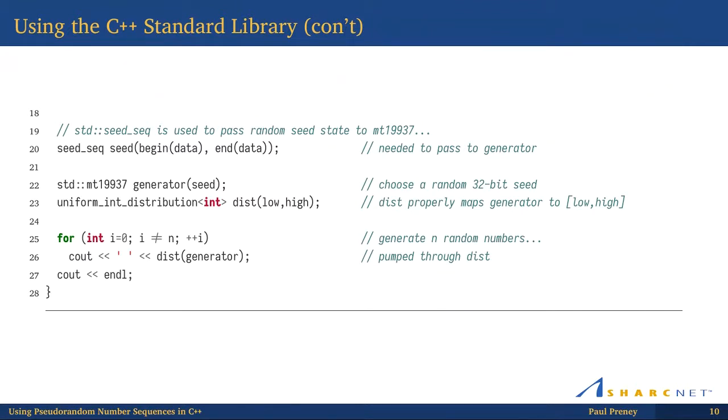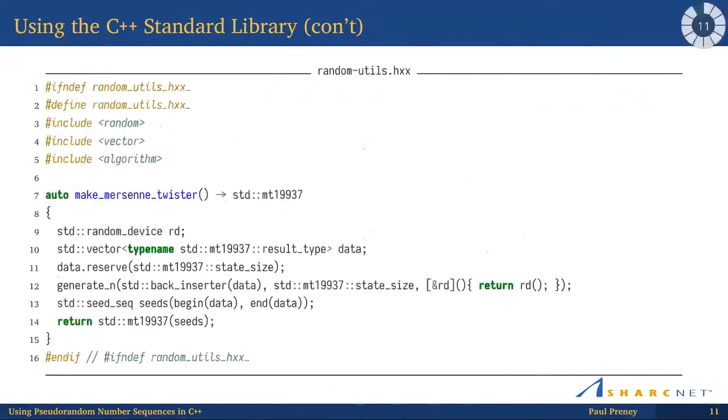So that's a lot of steps, and it's very annoying. Nobody wants to do that in their code. So it is much easier to put this in a header file. I called it make Mersenne twister. And all it does is it returns back the random number generator randomly seeded.